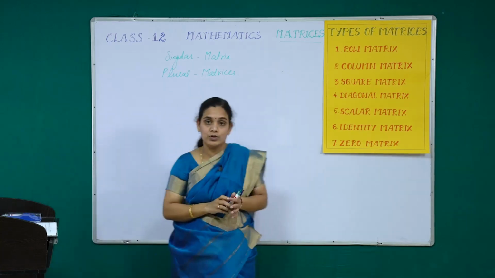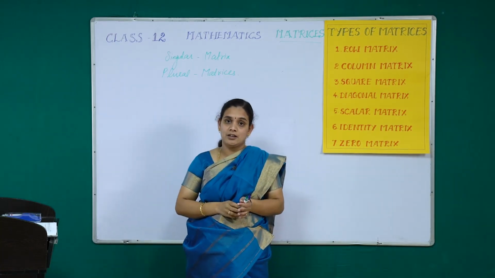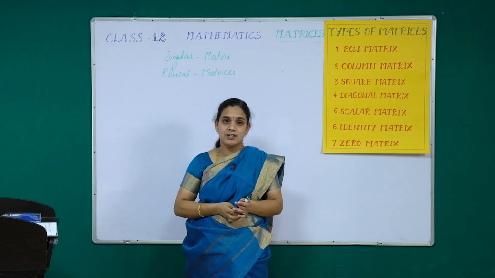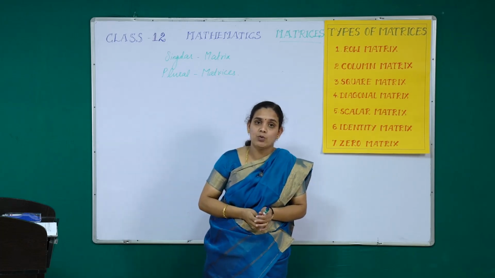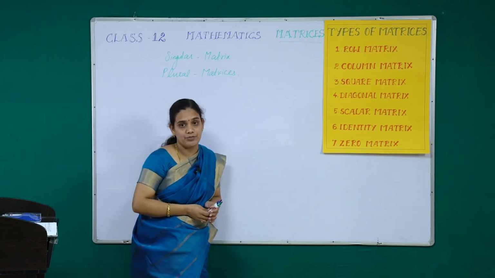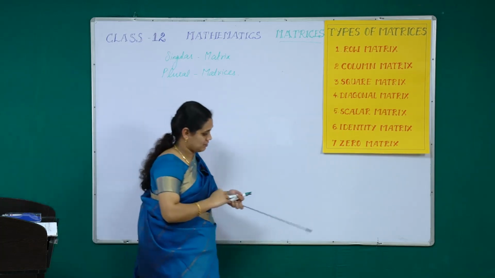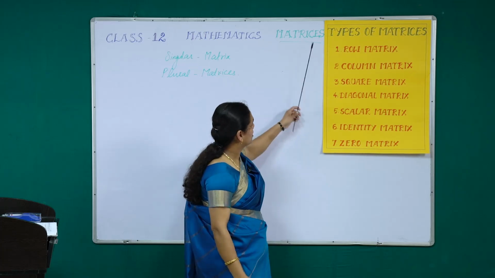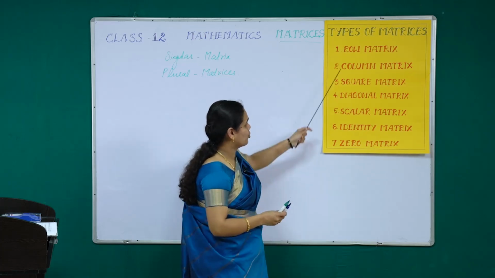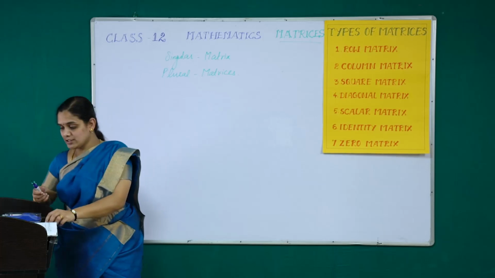We have learned what a matrix is, how we denote a matrix, and the general form. Now we will move on to the next topic, types of matrices. We have 7 types. The first one is row matrix.